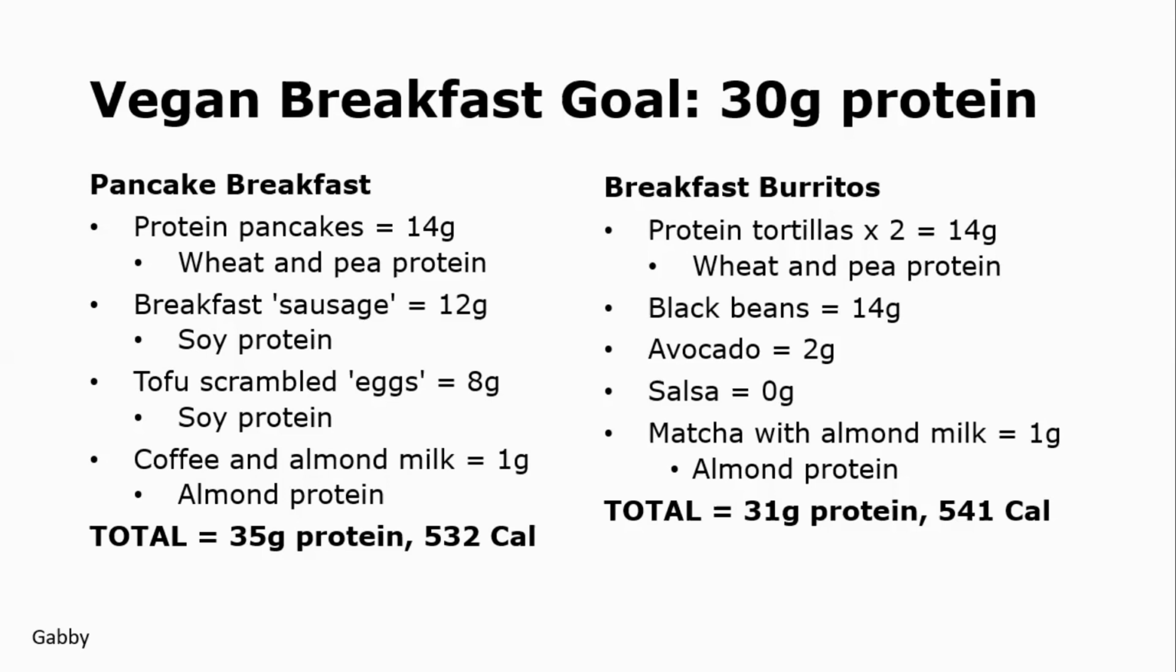Next, when we look at breakfast burritos, we have a very similar layout with a protein tortilla that has wheat and pea protein in it, so a complementary complete protein. Black beans and avocado, which actually contains 2 grams of protein per half of avocado. Salsa, and again, matcha with almond milk if you are a person who needs caffeine in the morning. Each of these hits the 30-gram goal of protein and also is around 500 calories. So that's a great base point to be at for a meal.